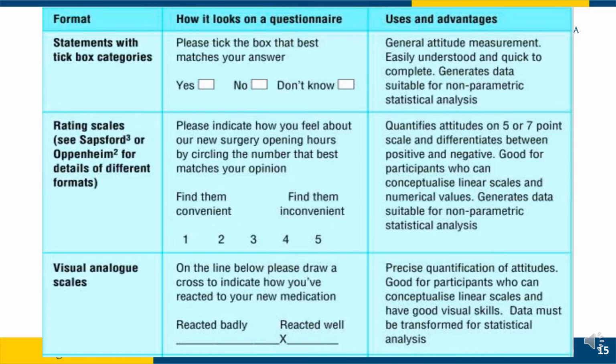Another one is the visual analog scale. It is like just a ruler, a long ruler, maybe 0 to 10, or 0 to 100. On the line below, please draw a cross to indicate how you will react to your new medication, from reacted badly to reacted well. Please choose the point. It is very precise compared to the previous rating scale.